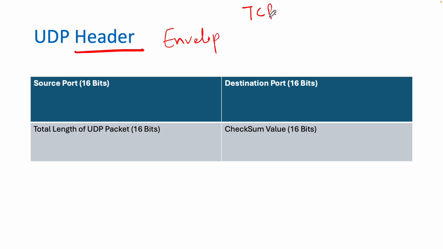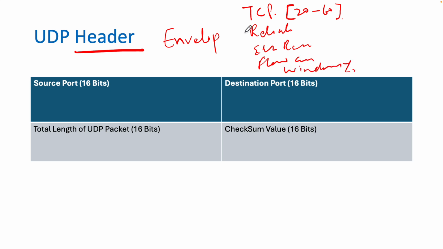In the TCP, the size of the header was from 20 to 60 bytes because it ensured reliability, error recovery, flow control was there, windowing was there. So all of these features are present in case of TCP. That is why the size was huge. But in case of UDP, it is very small, less in size.